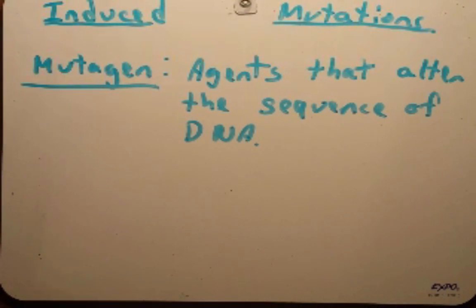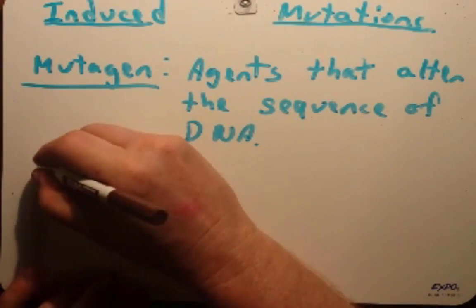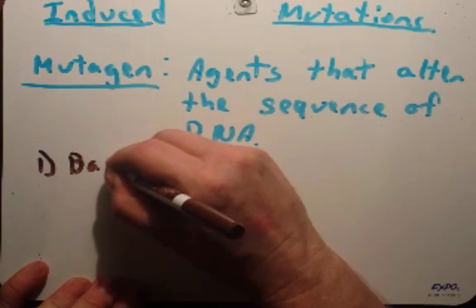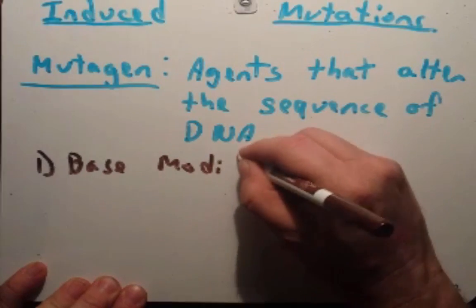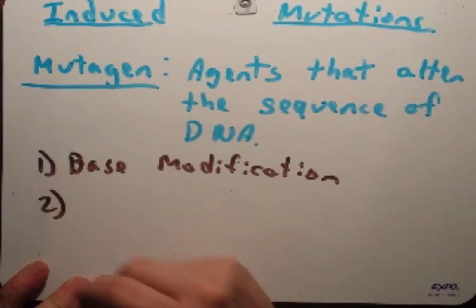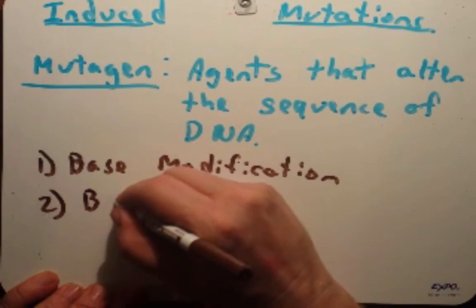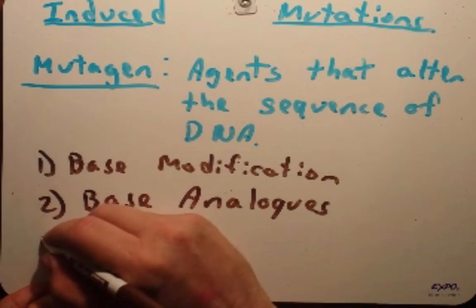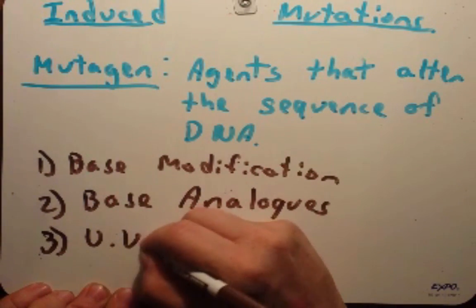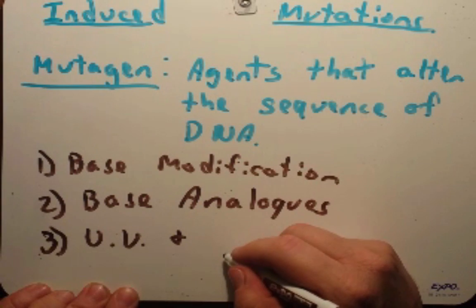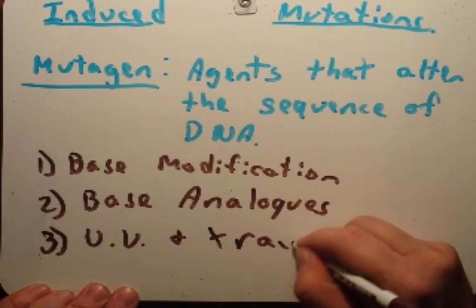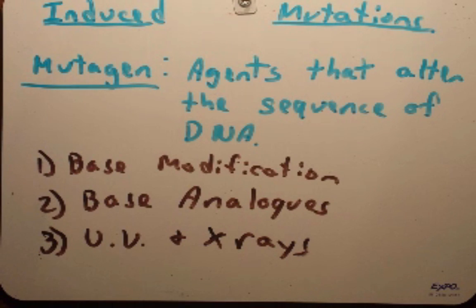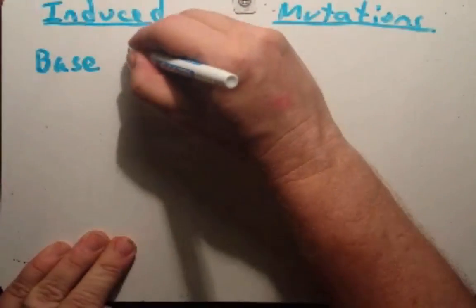And we're going to talk about 3 such factors. We're going to talk about ones that cause base modification. And then we'll talk about base analogs. And we talked a little bit about base analogs when we talked about treatments for HIV. And then we're going to talk about UV and X-rays. Various kinds of ionizing and non-ionizing radiation. Okay, let's start talking about modifications, base modifications.